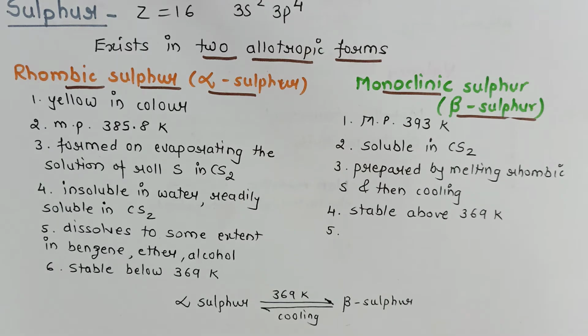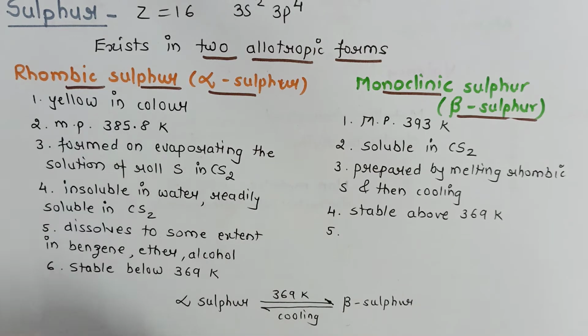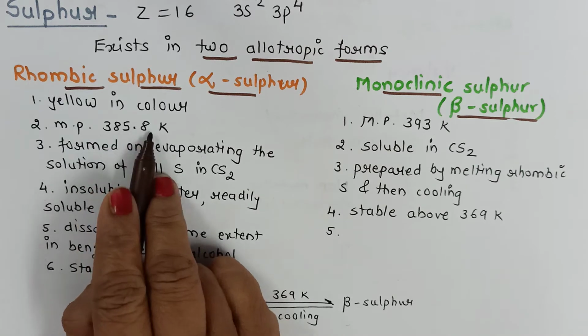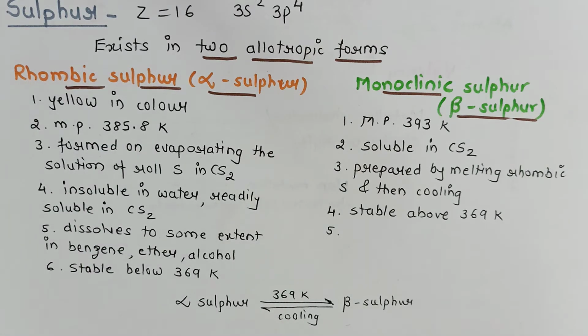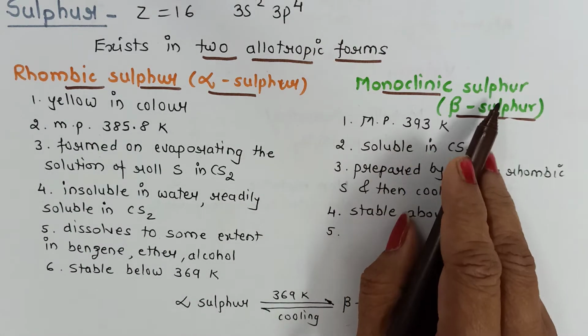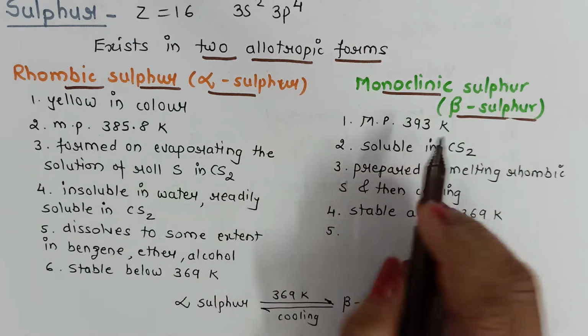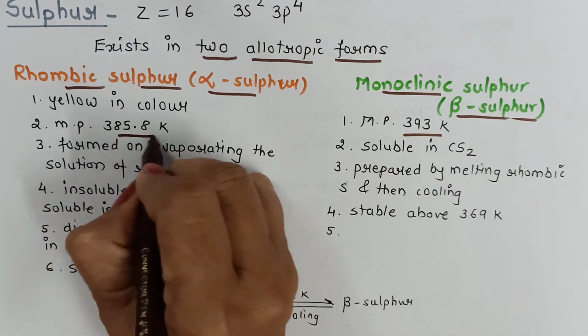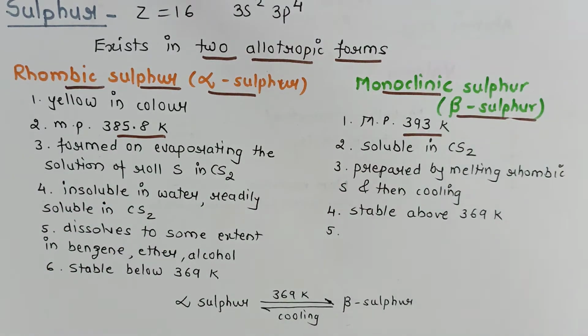Now what are the characteristics of these two allotropes? How do they differ from each other? Here are the points. Rhombic sulfur is yellow in color with melting point 385.8 Kelvin. On the other hand, monoclinic sulfur, its melting point is 393 Kelvin, although monoclinic sulfur is also yellow in color.